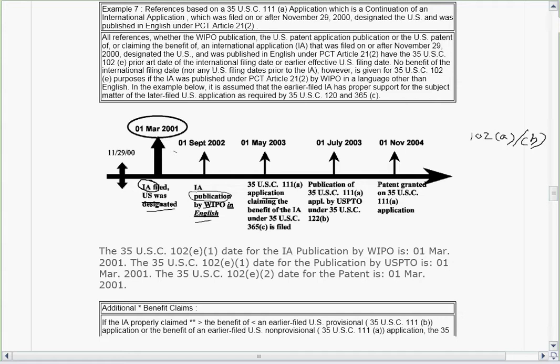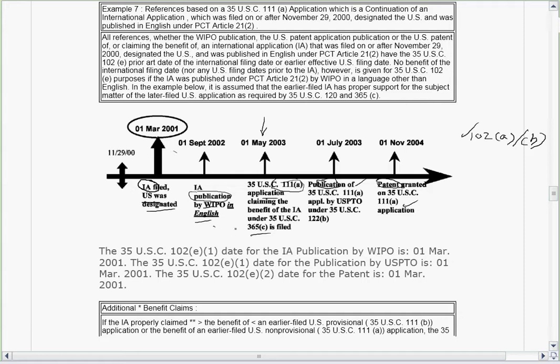Let's see here. We have an application claiming the benefit of the 35 USC is filed. Notice in this fact pattern we don't have the 371 date. The 371 date is the date of national stage completion. In this case, there's no mention of the national phase, but that's okay. In the U.S., a 111 application can claim priority to an international application. Then we have publication, 102(a), 102(b), and patent. The 111(a) published, and we have a granted 111(a).